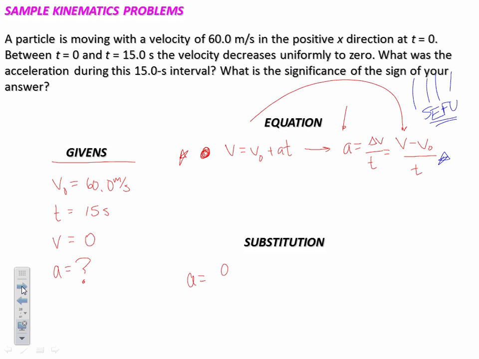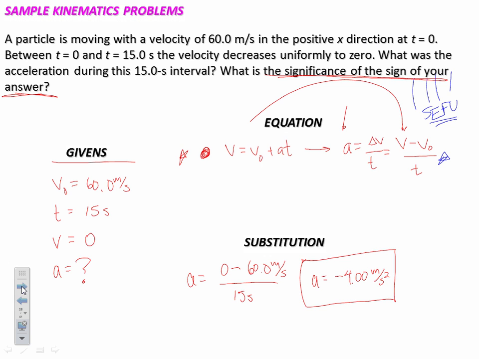A is 0 minus 60 with units, meters per second, divided by 15 seconds. A equals negative 4.00 meters per second per second. What's the significance of the sign of your answer? You tell me.